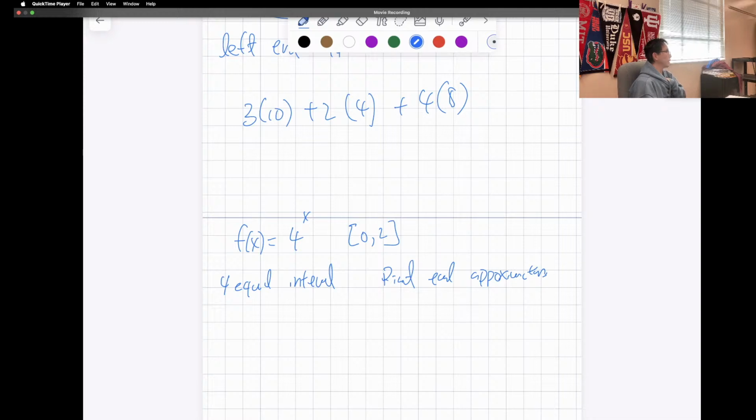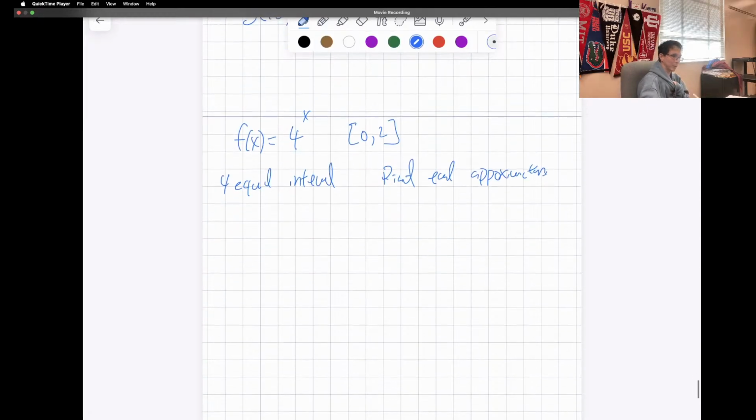This time you have to build your own table. 4 intervals. So the hard part is only building your own intervals. That's it.